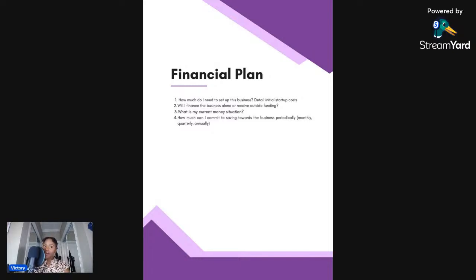Also, you need to think about how you will finance the business. Are you going to finance it alone, maybe from your savings, maybe from your 9 to 5, your day job, or maybe from family and friends? Are you planning to receive outside funding? You need to start thinking really about who is going to fund this business, who's paying for this, right? We need to start thinking about whose money is going to be paying for this.